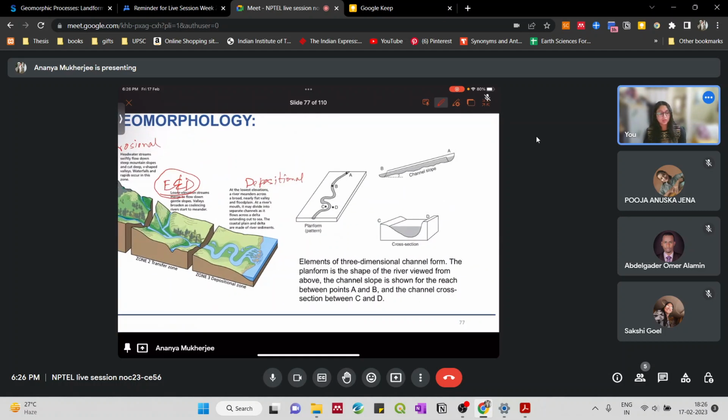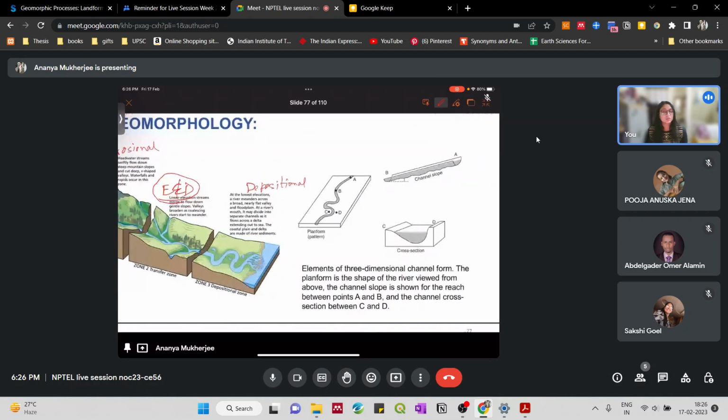Now this is a sketch of how the river channel appears. This is a very idealistic sketch, where at points A and B, suppose there is a channel slope. You can understand that this is a moderate slope, not a very steep slope. And then you have the channel cross section. These are just idealistic.